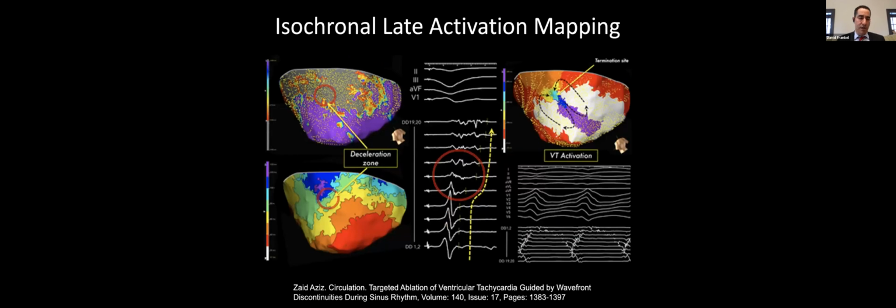So Elad showed this slide before from Rod Tung, looking at ILAM, or isochronal late activation mapping. This is a voltage map here showing basal epicardial scar. And this is a sinus rhythm activation map showing a deceleration zone. So when there is lots of isochronal crowding within a relatively small area, they found that these sites in sinus rhythm tend to correlate to isthmus sites during ventricular tachycardia and represent important ablation sites, addressing the substrate, not specific to any VT. This can be done in sinus rhythm.